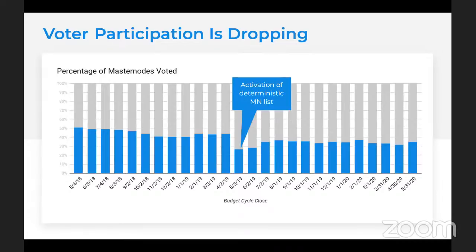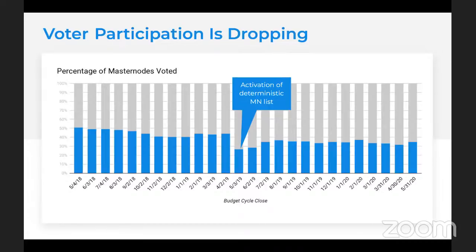It means that 30% of masternode operators have voted on any proposal that is active for that cycle, including proposals that were carried over from the previous cycle that they happen to have voted on the prior cycle. And the effect of this is that this can have a detrimental effect on the ability of the network to approve quality proposals.